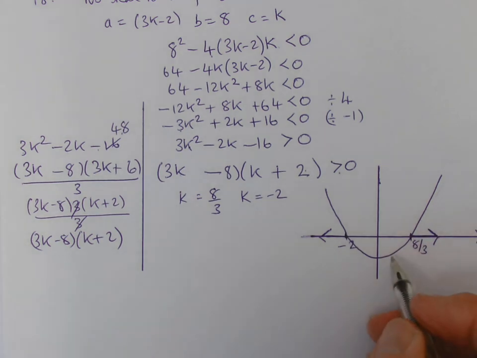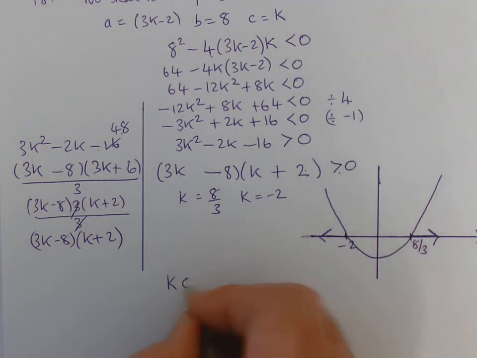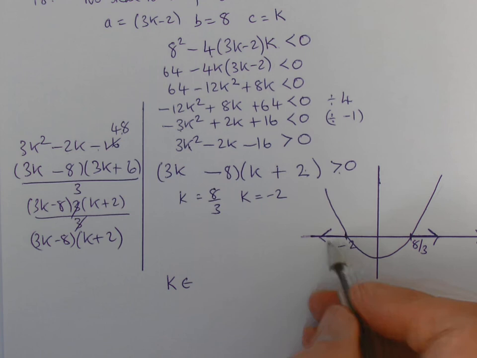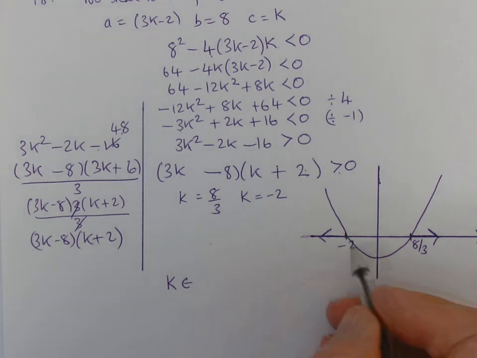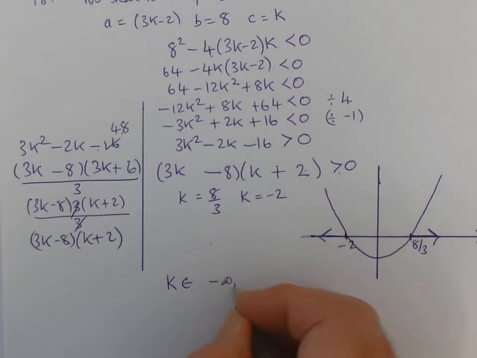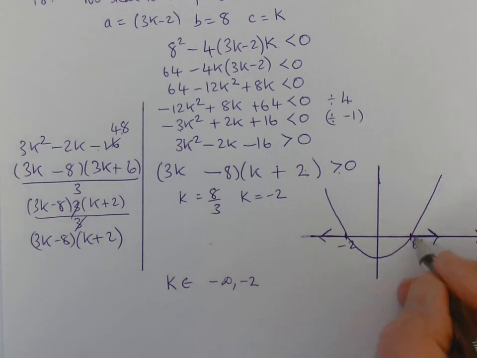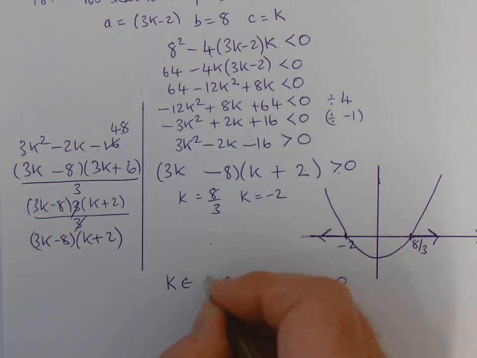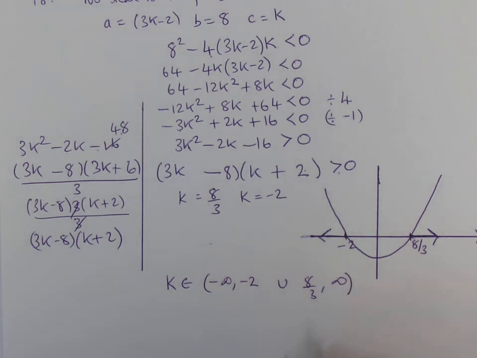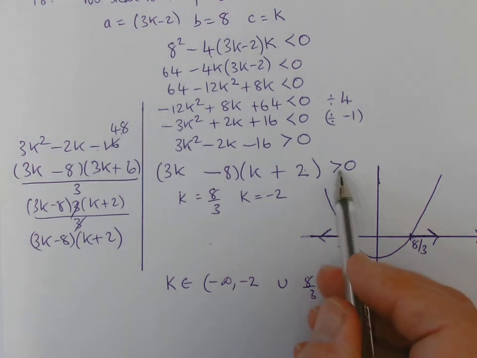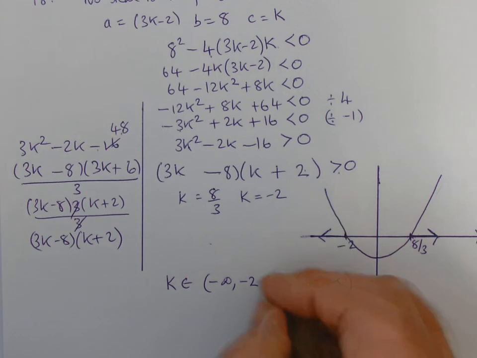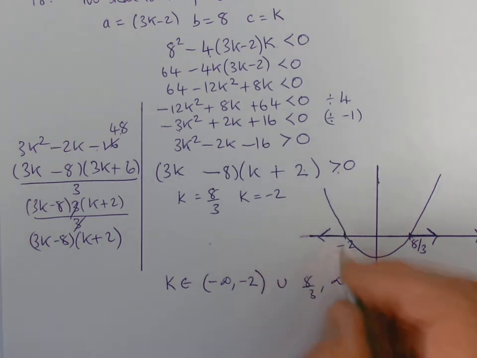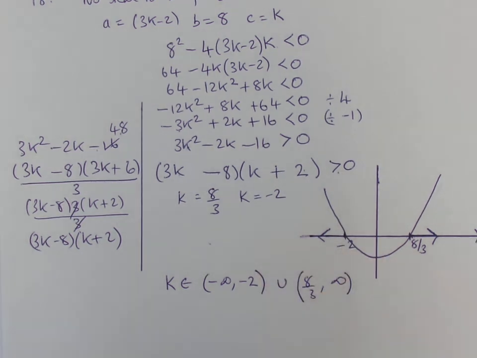So k belongs to, here's my solution, going from minus infinity up to minus 2, or, so I join that with the union, from 8 over 3 up to infinity. Now the shape of the brackets: infinities will always have a round bracket. I look at the inequality sign as strictly greater than, so it's going to be a round bracket because I can't equal these values. And there's the solution.